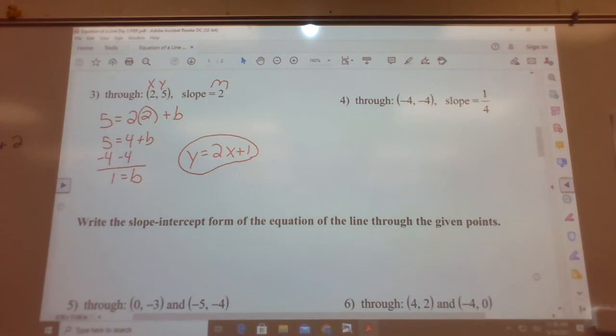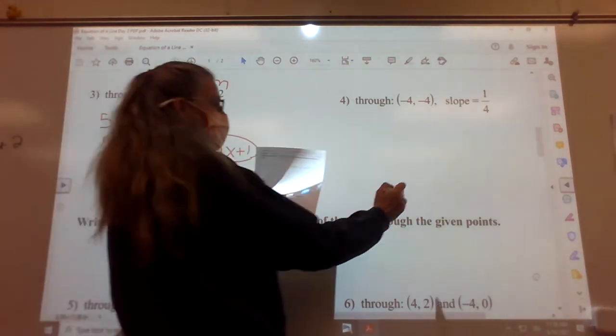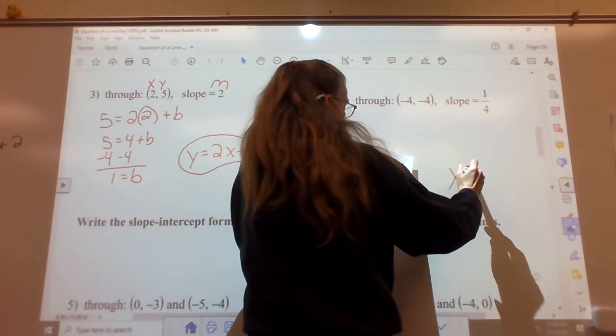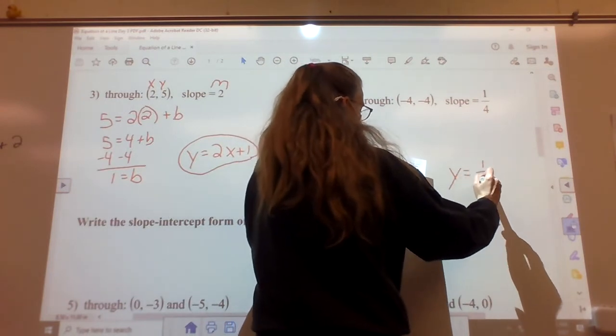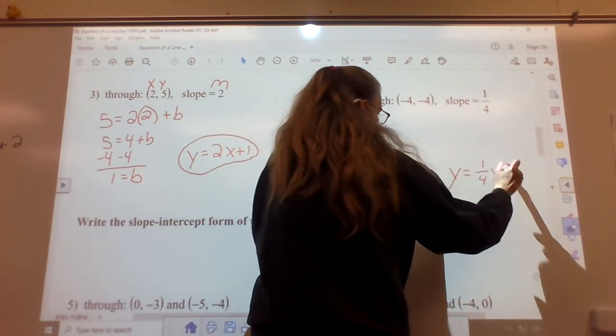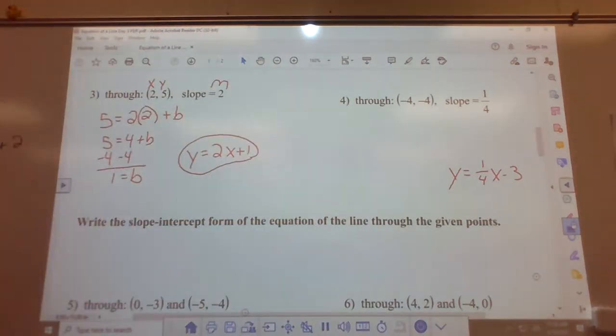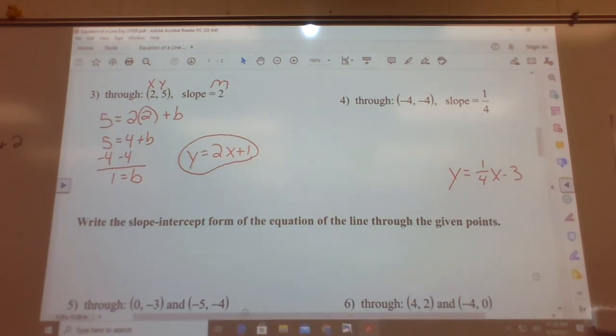Number 4. I want you to go ahead and try number 4. I'm going to write the answer up here so that way you know if you got it right. y equals 1/4 x minus 3. So try number 4. Give it a shot. See if that's what you get. Plug in the x, y, and m. Solve for b. You should get -3. Then you can write your answer.